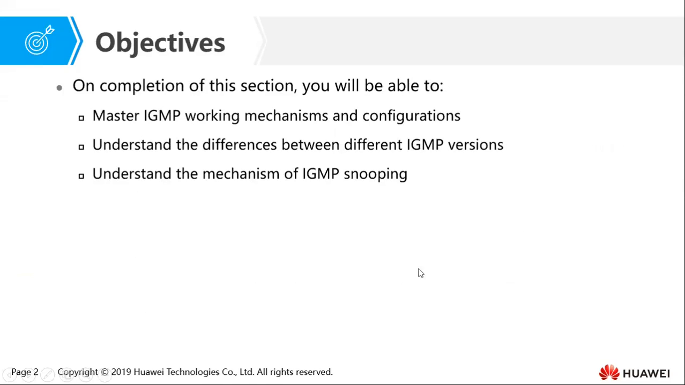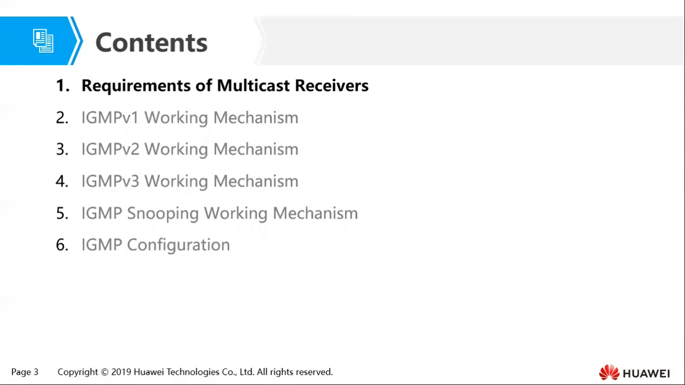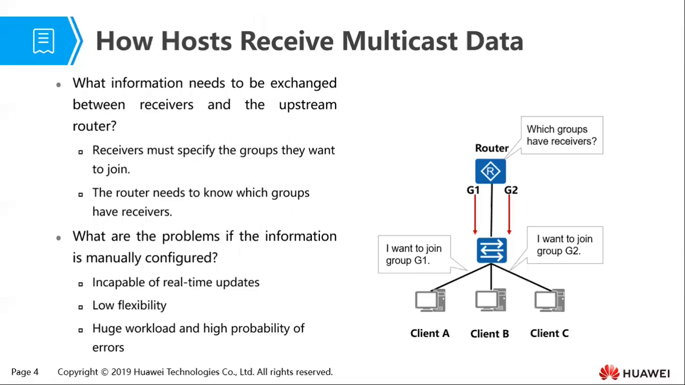Winnie, please help us with reading the objectives. On completion of this section, you will be able to master IGMP working mechanisms and configurations, understand the differences between different IGMP versions, and understand the mechanism of IGMP snooping. Okay, very well. So let's begin with the requirements of multicast receivers so that we can understand what happens.